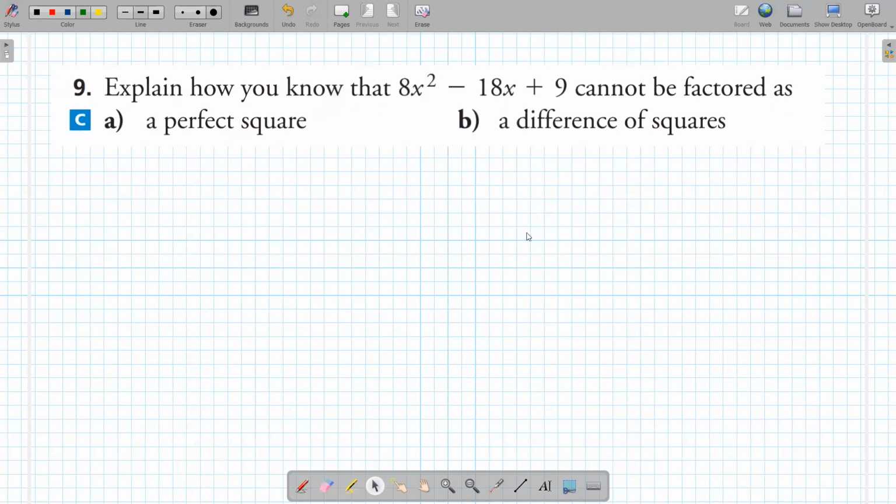So they've given us something and it asks why it cannot be factored as a difference of squares. Well, it cannot be factored as a difference of squares because it's not a binomial. There are 3 terms in there, right? So the answer to B is that because there are 3 terms, you can't find a difference of squares. And for a perfect square, your two numbers are always going to be half of that B value.